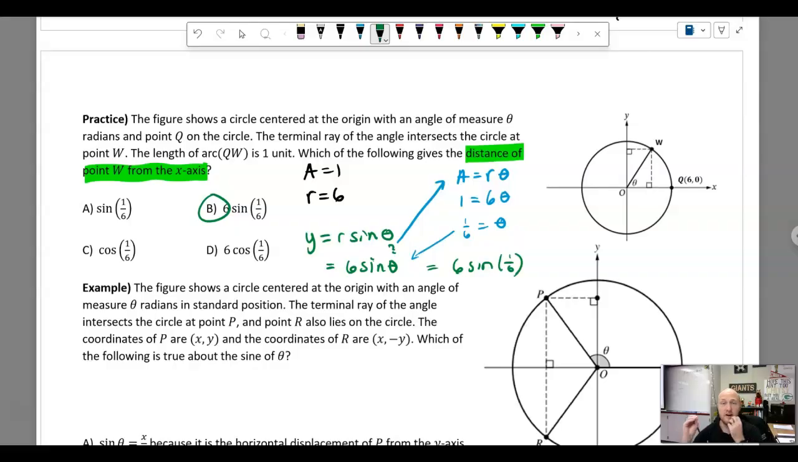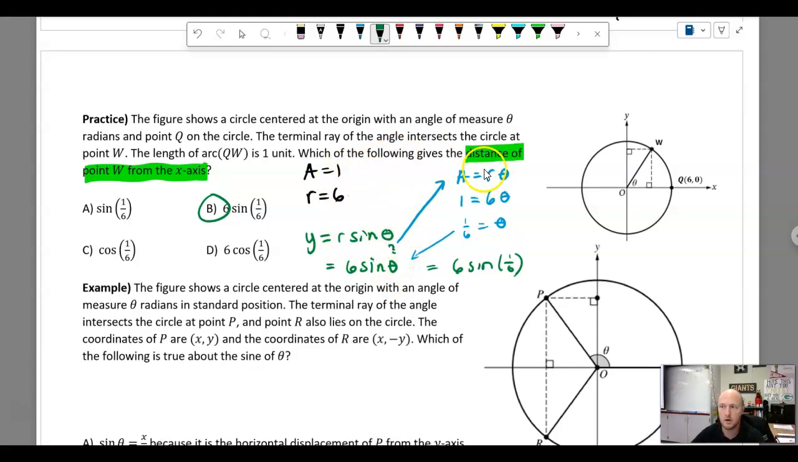Okay, this one was very similar to our last example, but now they just kind of switched up the question. They say, what's the distance of W from the x-axis? So they want the vertical displacement. They want the y value there. So again, y equals r sine theta. They give me r. That's 6. I don't have theta. What's theta? I don't know. Well, they do give me other information I can use.